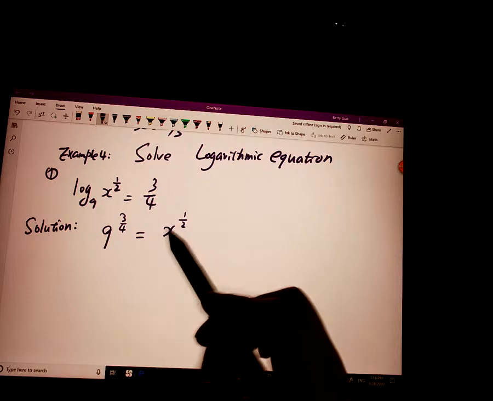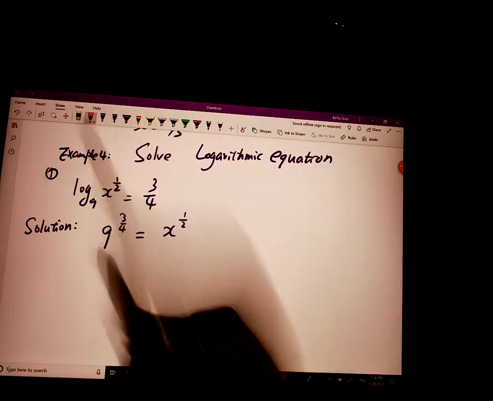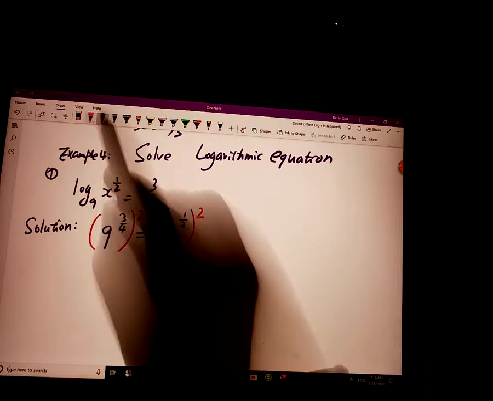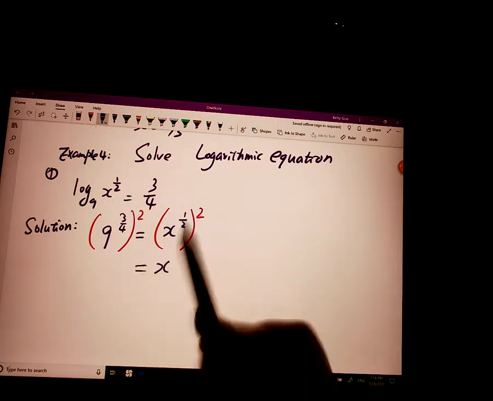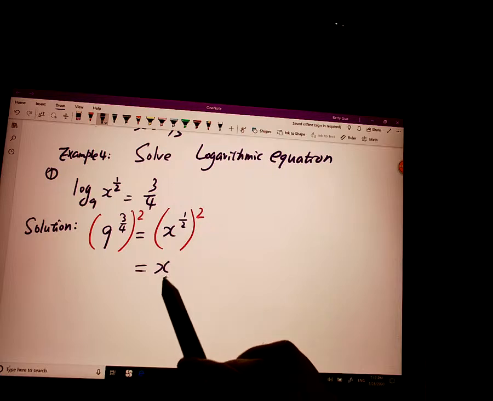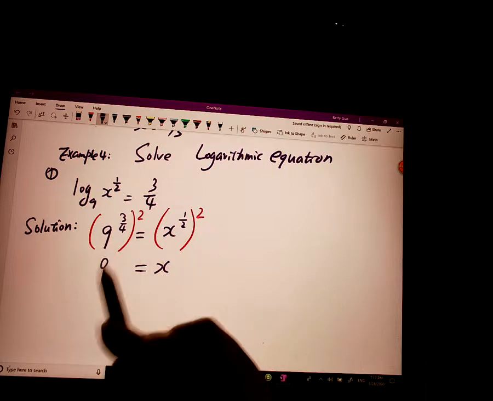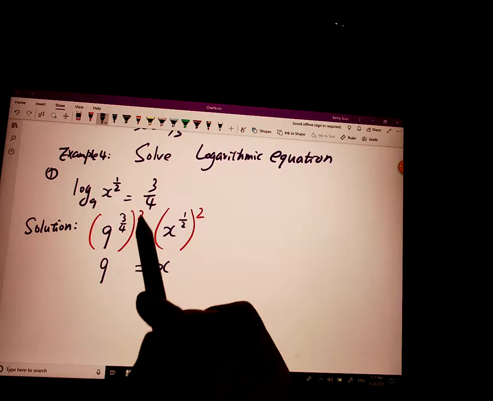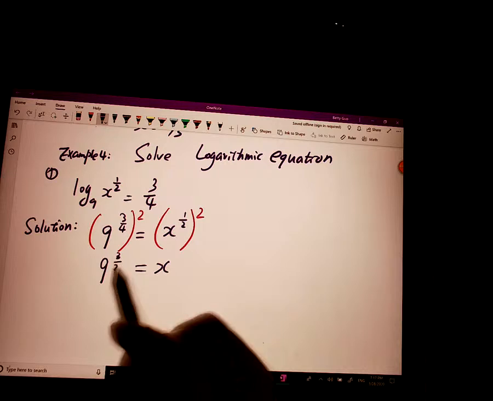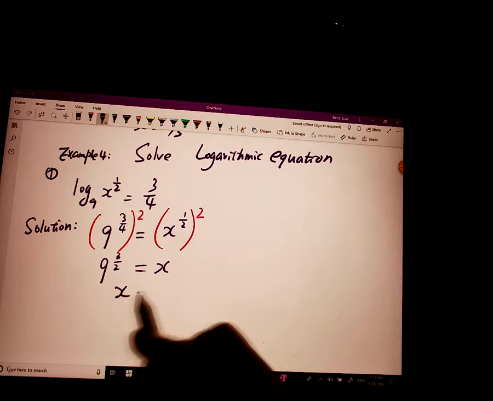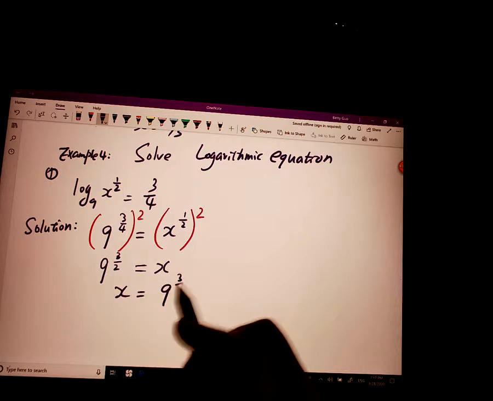And now I'm going to raise both sides to the power of 2, because I want to isolate x on the right-hand side. Half times 2 equals 1. So we have x by itself on the right-hand side. On the left, we keep 9 as the base. Multiply 3 over 4 by 2, we have 3 over 2. So x actually equals 9 to the power of 3 over 2.